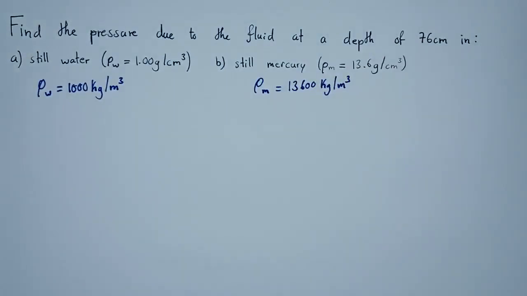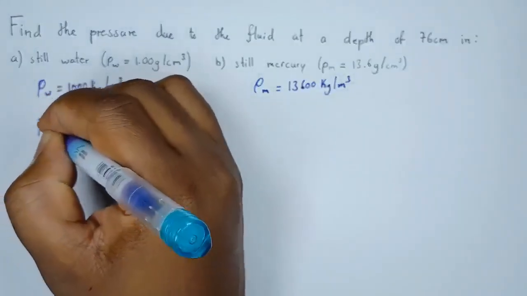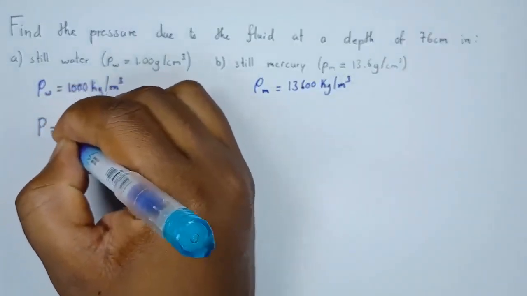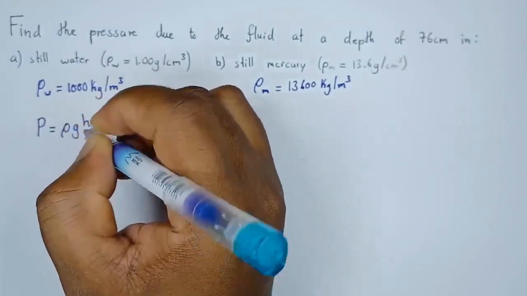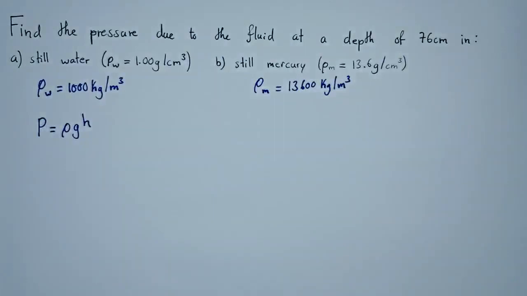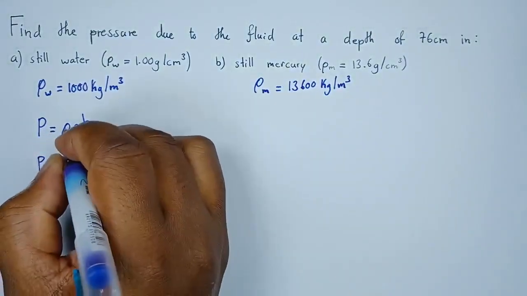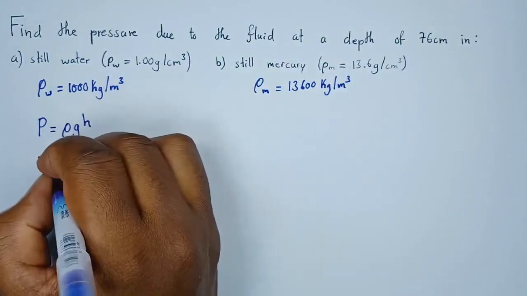Okay. We know that pressure is given by the formula rho g h. So to find the pressure, we can say pressure is equal to rho g h, where rho is the density, g is the acceleration due to gravity, and h is the height. So for water, we can say pressure is equal to the density for water, which is given as 1,000.